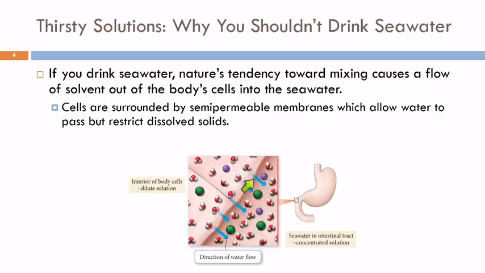Your intestine, the wall of your intestine is a semi-permeable membrane. It allows water molecules to flow through it, but not dissolved solids. And so the water flows through because it's trying to equalize the concentrations. And so drinking salt water, instead of the water going into your body because you're thirsty, more water comes out and you get more thirsty and more dehydrated.